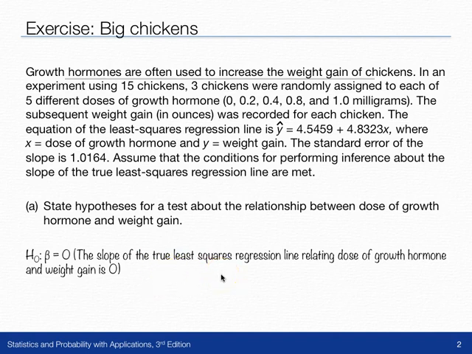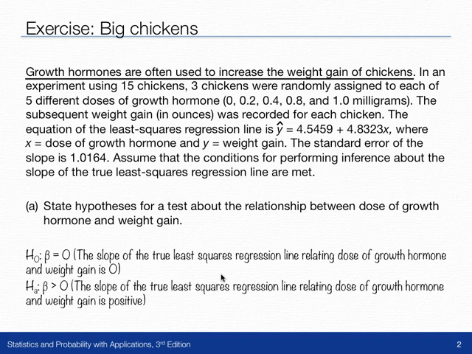first sentence of the question, and notice that it says growth hormones are often used to increase the weight gain of chickens. This would imply that the alternative hypothesis is going to be beta is greater than 0, saying that the slope of the true least squares regression line relating dose of growth hormone and weight gain is positive, implying that the more growth hormone these chickens receive, the heavier they're going to get.